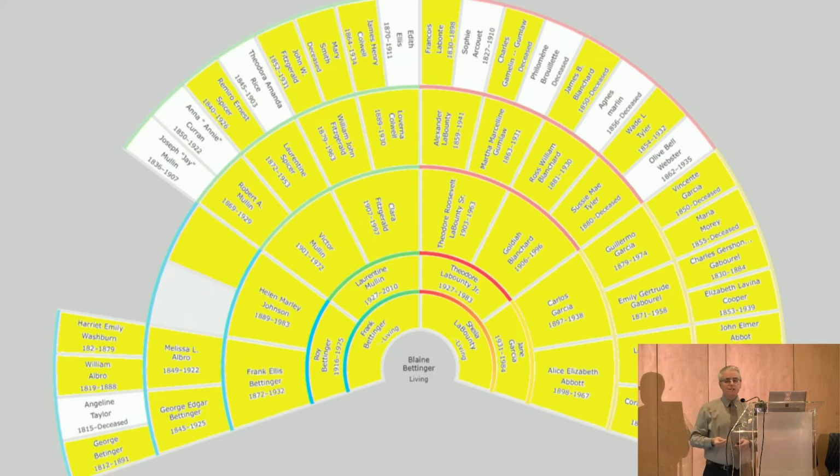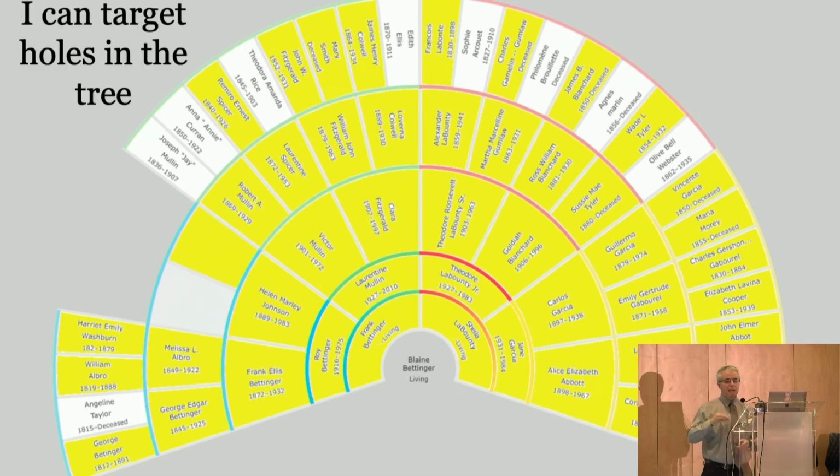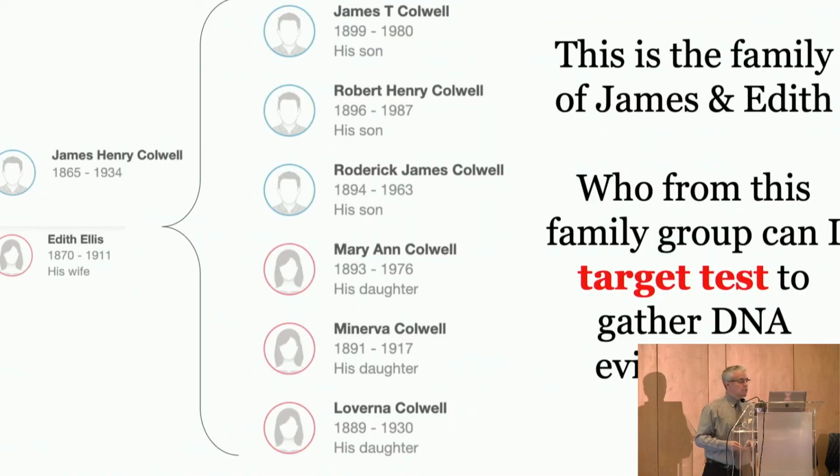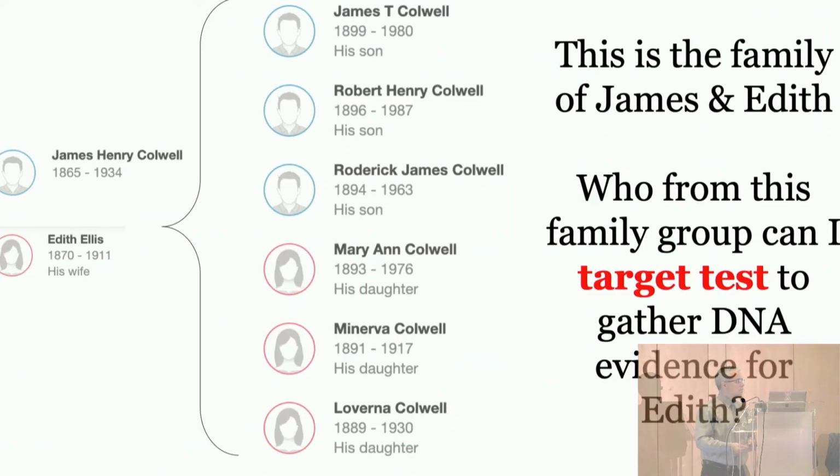All right? What that means is I can now target holes that I have in my tree. And what I mean by that is individuals I've identified, but I would like to find DNA evidence to support that individual in my tree. So I can take any one of those lines that aren't in yellow, and I can potentially try to find matches that are through that line. So if I take this particular family here, that is Edith Ellis, for example. If I take this line, I can see that Edith Ellis here married James Henry Cowell, and they had a number of children. Now, I'm descended from their youngest daughter, Laverna.